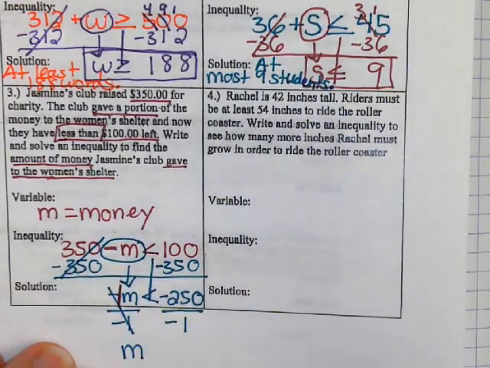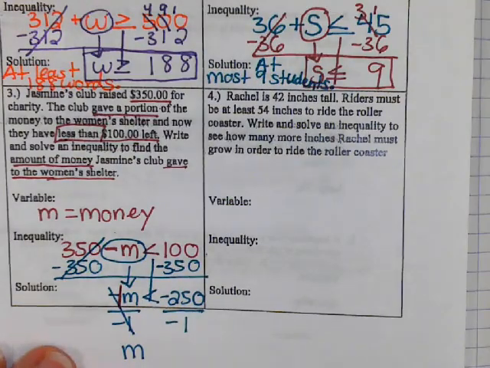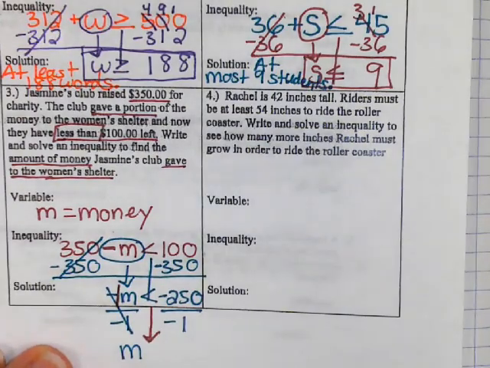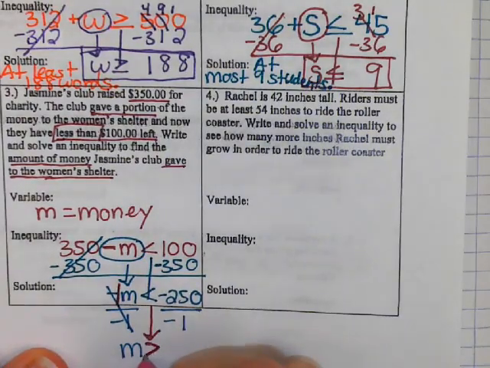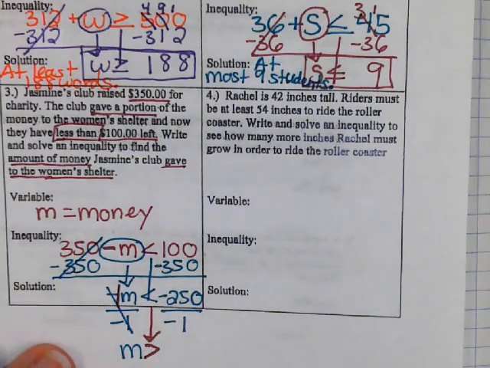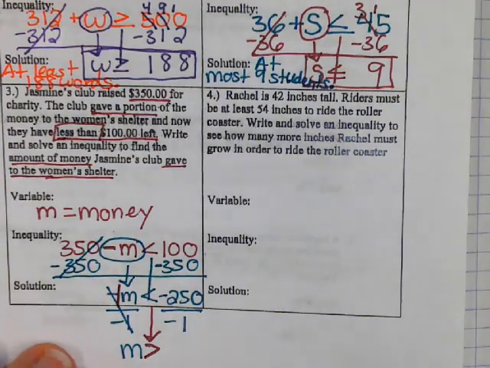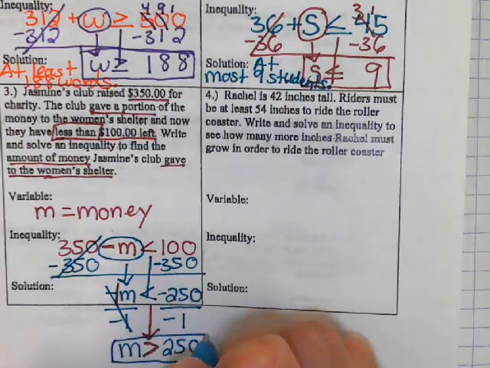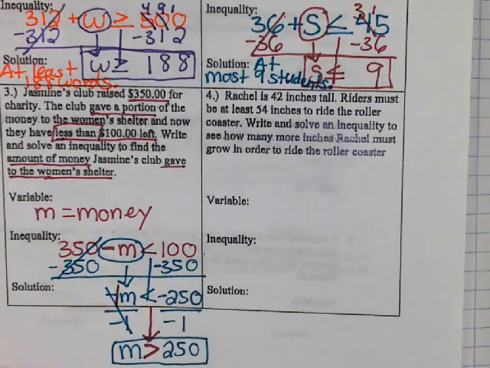Bring down my m. Now, one thing that I want you to pay attention to that we will go into more tomorrow is I'm going to flip this inequality. Today, just do it. So instead of it being less than, now it's going to be greater than. Just do it today. Tomorrow we will explain it. I know it's a little backwards, but just bear with us. Negative 250 divided by a negative 1 gets me a positive 250. So m is greater than $250. So they gave more than $250 to the charity.